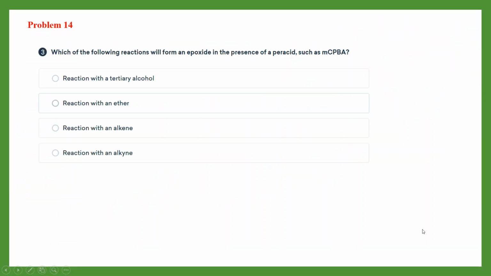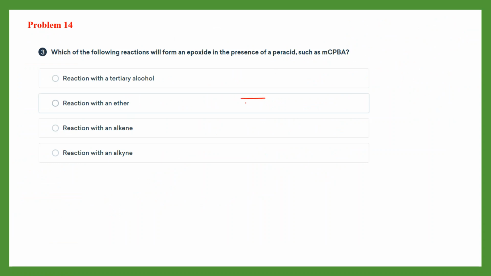Okay, let's move to next question. Which of the following reactions will form an epoxide in presence of per acid such as MCPBA? Do you guys know how MCPBA functions? No, ma'am. Okay, so first I will tell you.